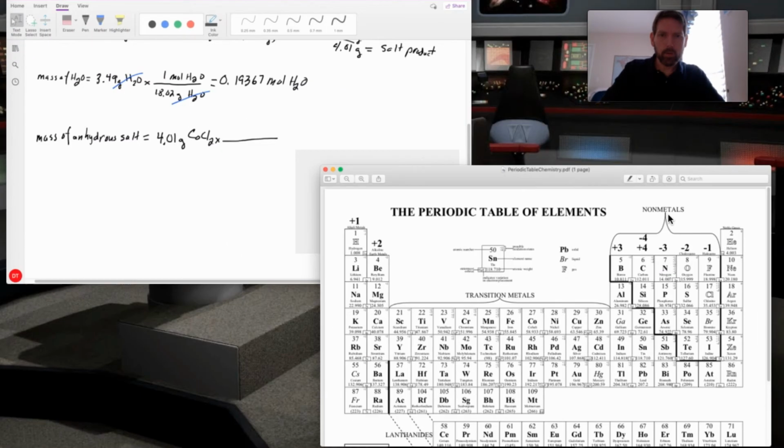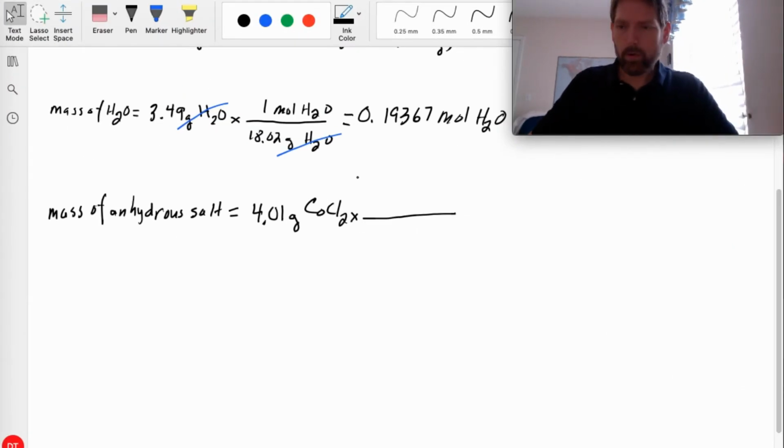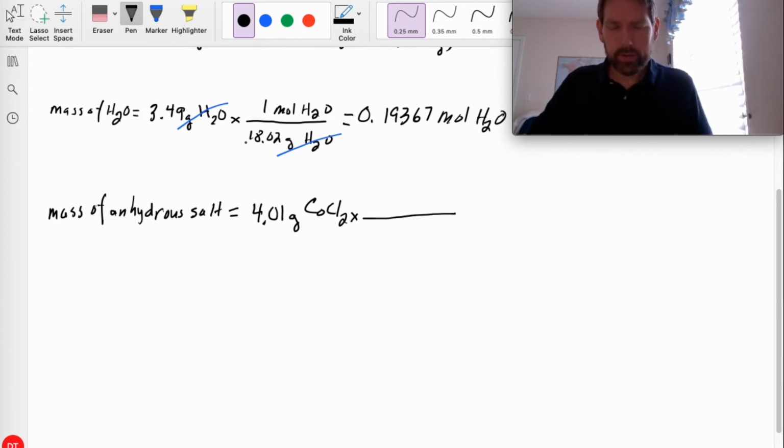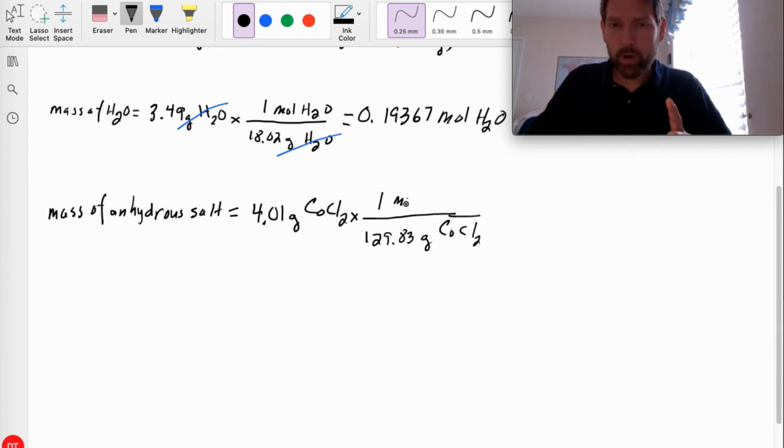Okay. So let's go back to our whiteboard. What did we say that was? 129. I have a bad memory. 129.83 grams of cobalt 2 chloride. And then, of course, it's per mole, right? Because it's molar mass. Get rid of that unit. It's so important. Everything is about units.